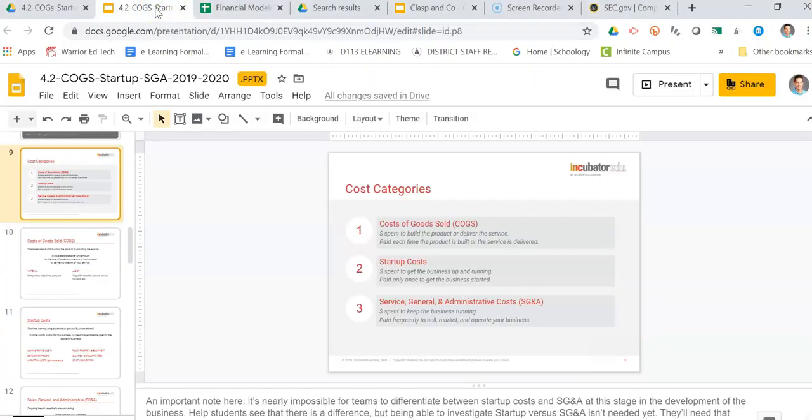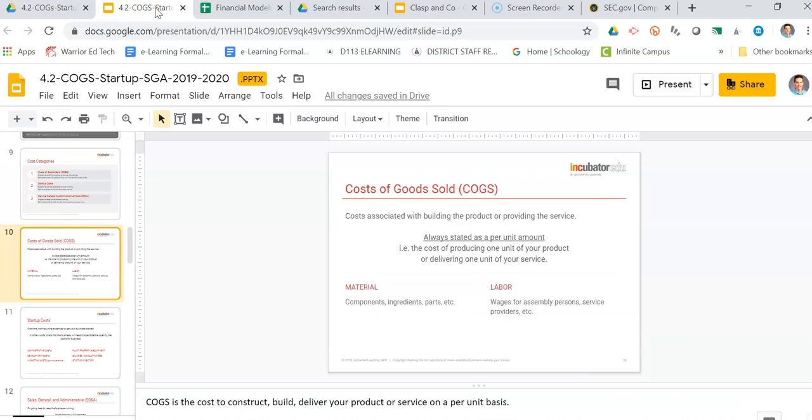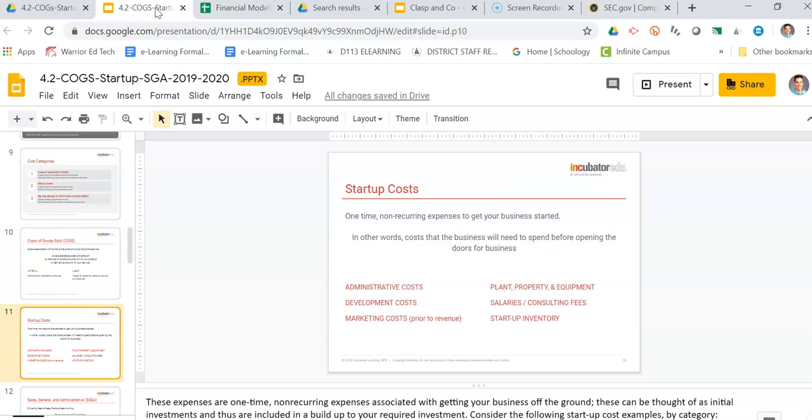All right, so the lesson you want to show them is the 4.2 cost of goods sold, startup, SG&A from the slide deck from Incubator EDU. What I like about this is it breaks down the cost of goods sold, startup costs, and SG&A. What I do here is focus on understanding and differentiating between the three types. Most of our students making products are going to pay someone to manufacture the product for them. What they're buying, shipped out the door to them, that's their cost of goods sold, or whatever it is they're selling it to the retailer for. So we have our cost of goods sold number there.